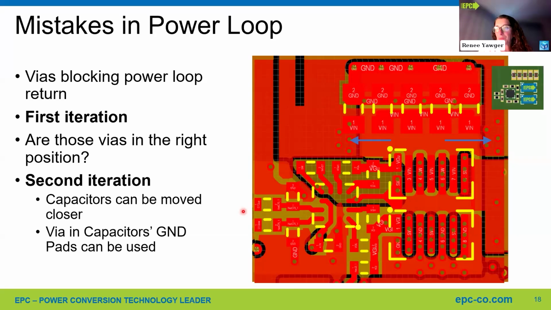How do you do a vertical commutation loop when you are using bottom side cooled devices with cooling through the board? How do you do vertical when you are cooling through the board? Ah, okay.